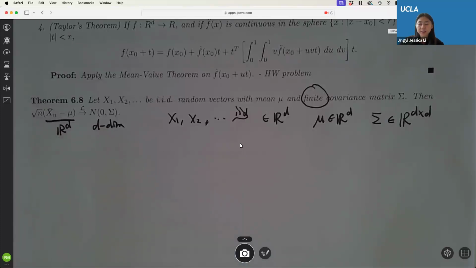How do we interpret this result? Why do we need to multiply root n on the top, on the left? Any ideas? So yeah, go ahead.